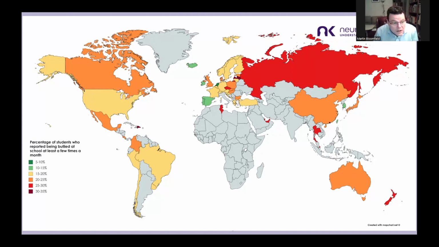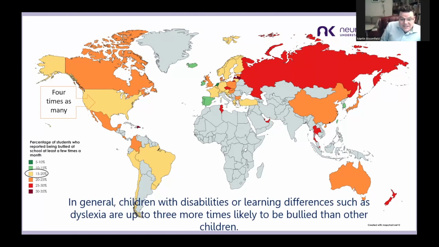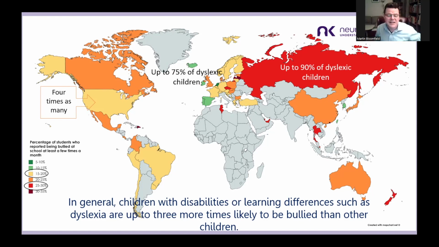Now, what we know is that there was a report in the United States that if you are neurodivergent, you are 4 times as likely to be bullied. 4 times as likely. So we'll take it from 15 to 20% to 60 to 80% chance of being bullied if you're neurodivergent. We also know that in general, children with disabilities or learning differences, such as dyslexia or autism or ADHD, are up to 3 times more likely to be bullied than other children. Which means if you live in Russia, you're up to 90% likely if you're dyslexic or autistic. And if you live in Britain, it's up to 75% likelihood of being bullied.